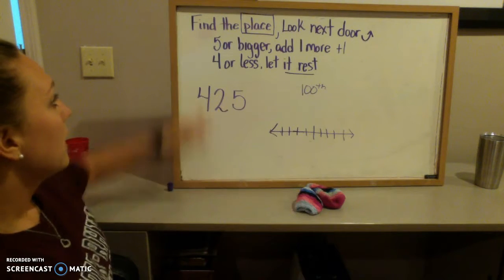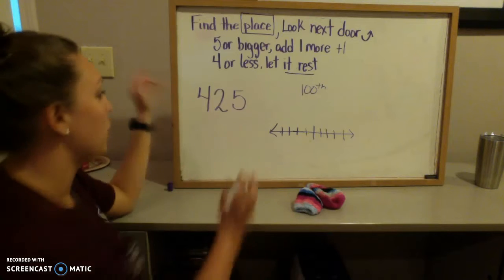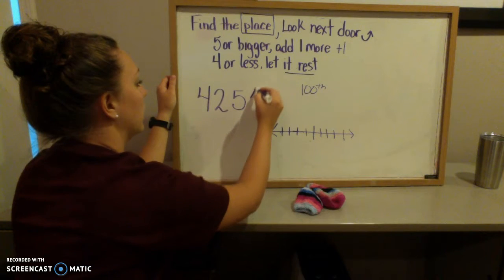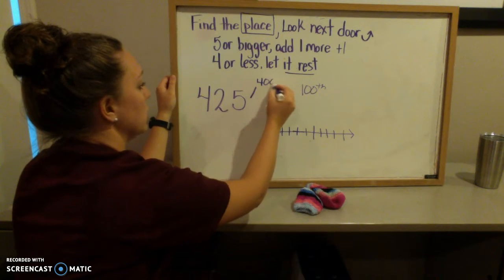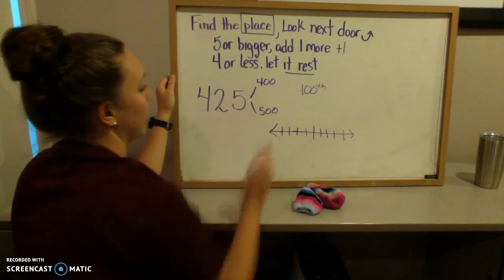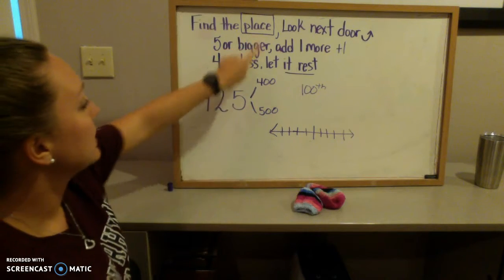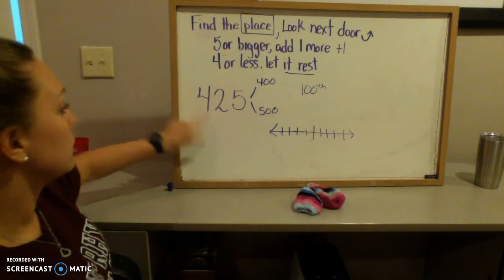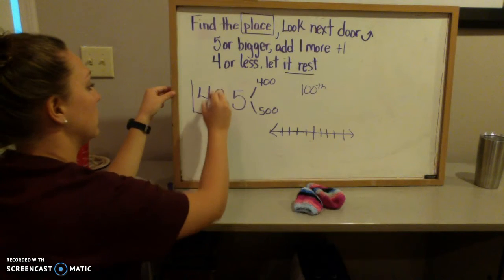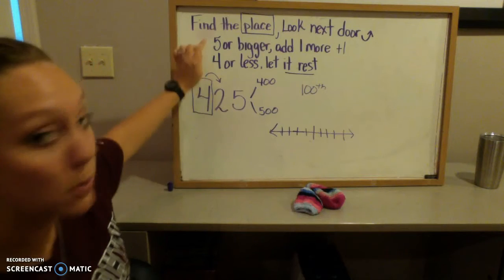Now, I have to find my place. If I'm trying to round to the nearest 100th, I know that I can either stay at 400 or I can go up to 500. So these are my 2 options. I'm going to find my place, the nearest 100th. Find what number is in the 100th place. I know that that is my 4. I'm going to look next door to the number 2. Same rule applies.